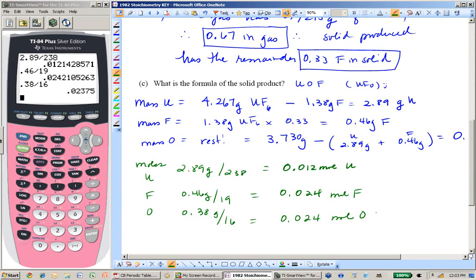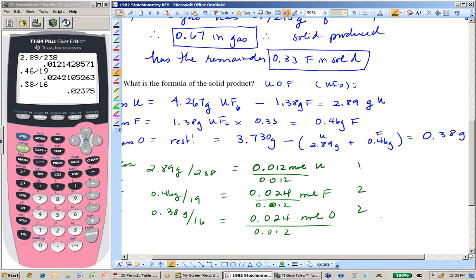All right, so now I have moles of everybody. I can see that I've got pretty much a 1 to 2 to 2 ratio. That's pretty simple. If you need to see it mathematically, you divide everybody by the smallest. This one we can kind of eyeball. So therefore, I have U, O2, F2 to put it back in the way they presented it. I just thought UFO was more fun to do.